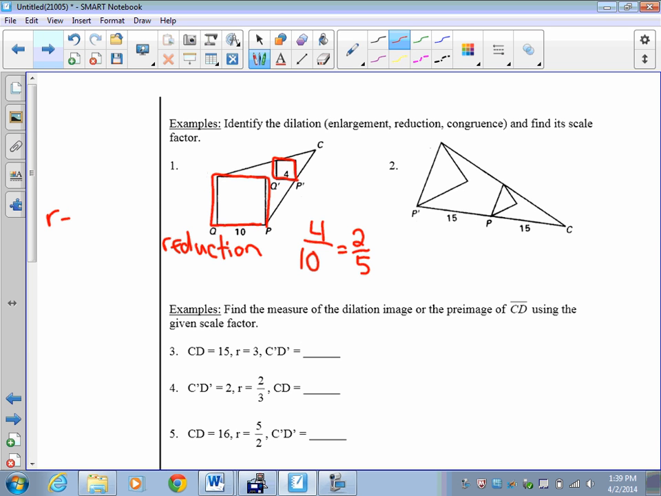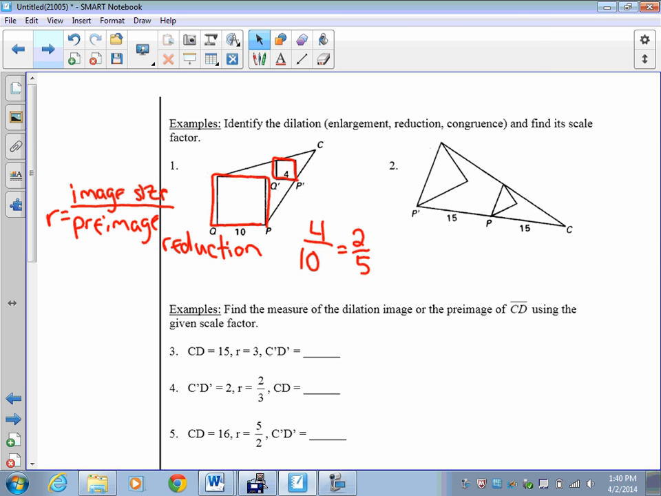So remember, R, the scale factor, is equal to the image size over the pre-image. To do number 2, you see that our pre-image is P and our image is P prime. So this is getting larger, so it's an enlargement.